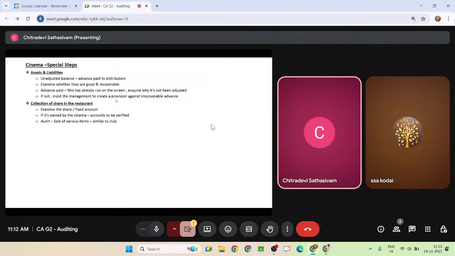It is a loss. So what you have to do, being a chartered accountant, is ensure that it is adjusted in the P&L. If not, you have to be skeptical and ask questions to the theatre operator or the owner, the management. You have to ask the management why it has not been adjusted, whether the film has already run on the screen or not. If you read the institute material, the same point will be there. Okay. But I'm just telling you like a story how it works.